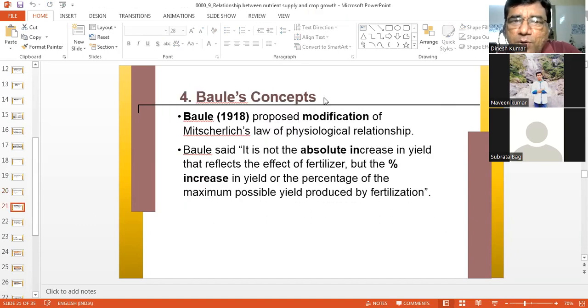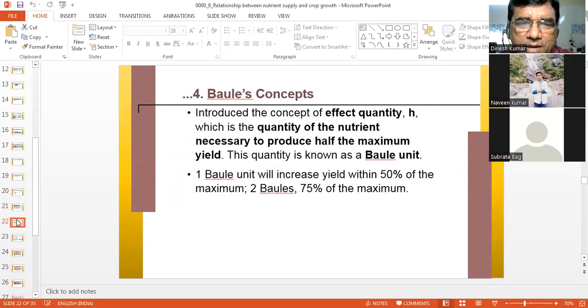So then comes the Baule concept. You already studied the Baule concept, so I will not put much thrust on this. He proposed a modification of the Mitscherlich law of physiological relationship. He said that every time there is a 50% reduction in output. Suppose one unit increases 100% maximum, then the next unit will increase 50%, then 50% of the previous 50, something like this. So this is not much important.